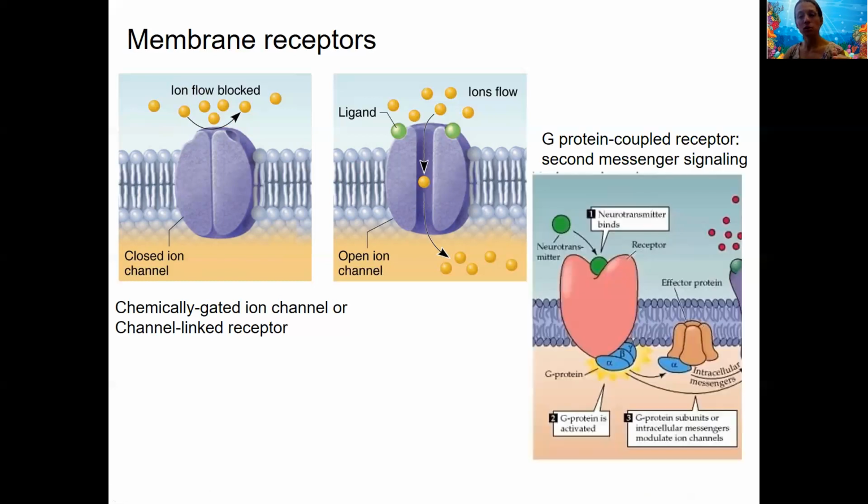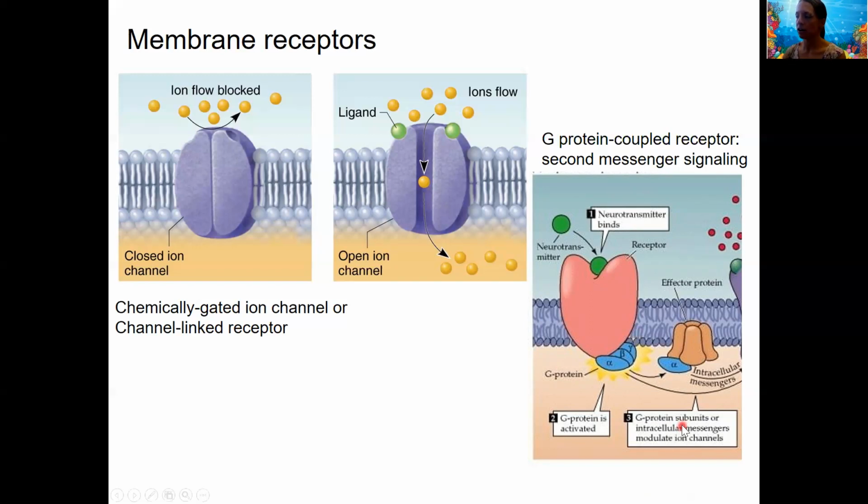Then the one I want to focus on here and briefly go over, because you'll see it again, repetition is what I want for this one, is G protein coupled receptors. This is second messenger signaling. What that means is it's a first messenger, that's going to be the chemical messenger that came from the neuron, the hormone, whatever. There's going to be a second messenger.